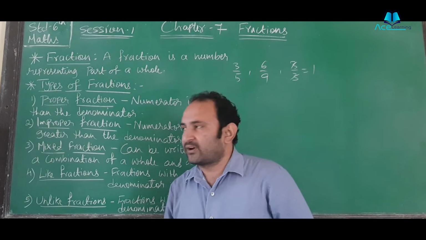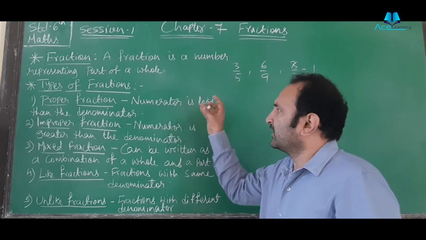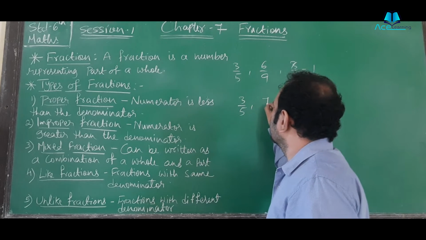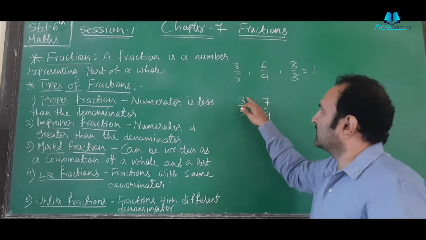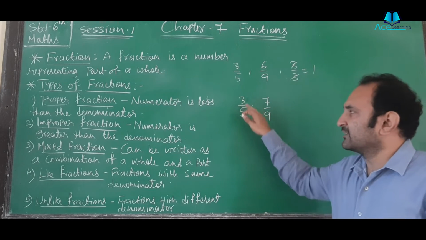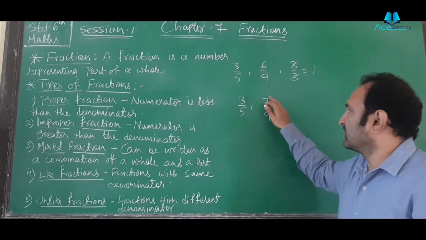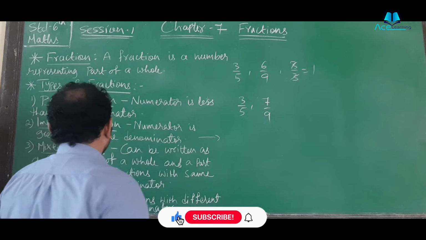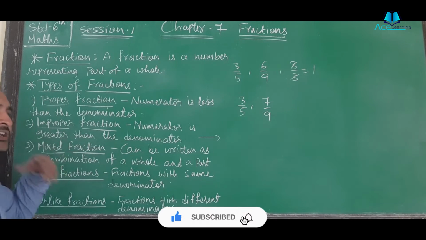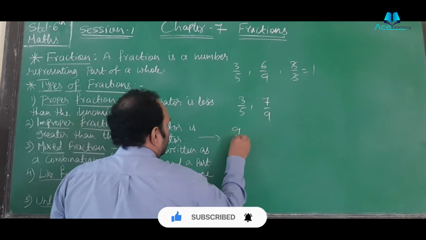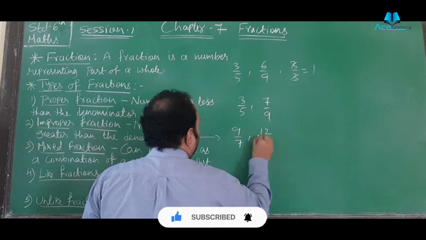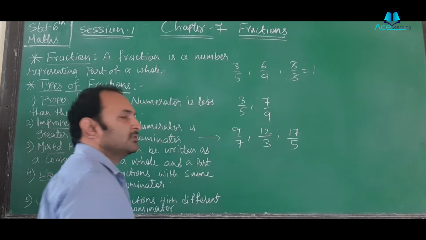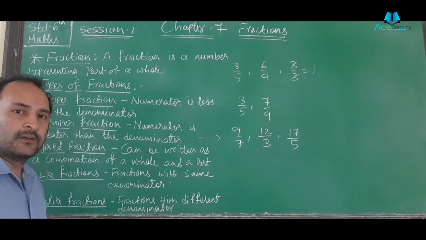First one is what, बेटा? Proper fraction, in which the numerator is less than the denominator, like for example 3/5 or 7/9. You can see the numerator and denominator. The numerator is less than the denominator. The same way, improper fraction, numerator is greater than the denominator. Like this one, 9/7, 12/3, 17/5. This is called the improper fraction, children.